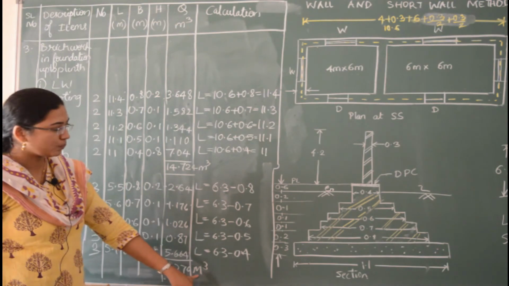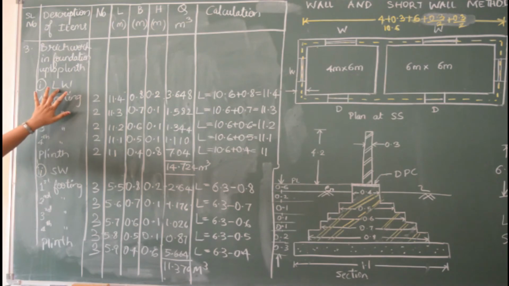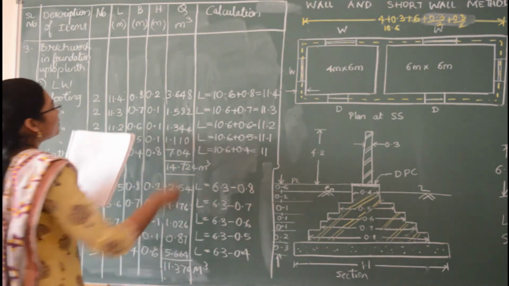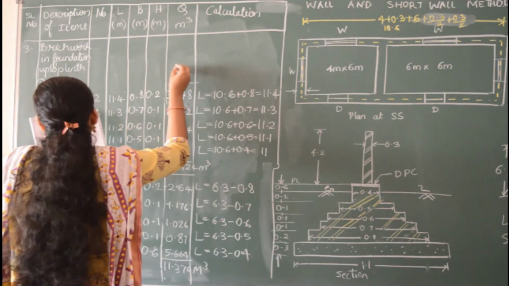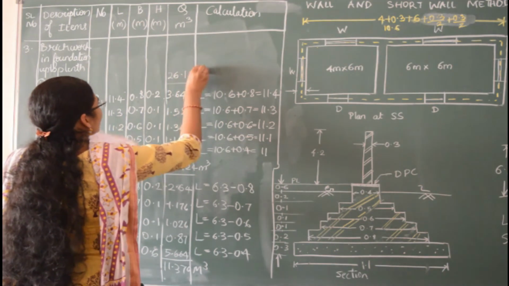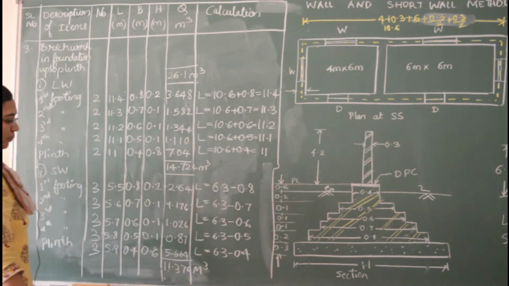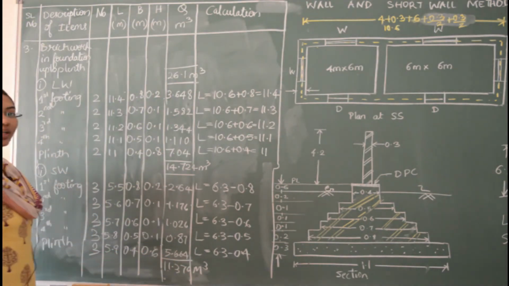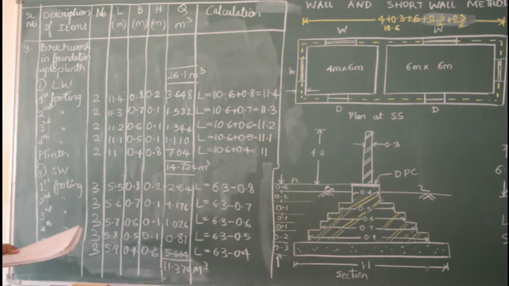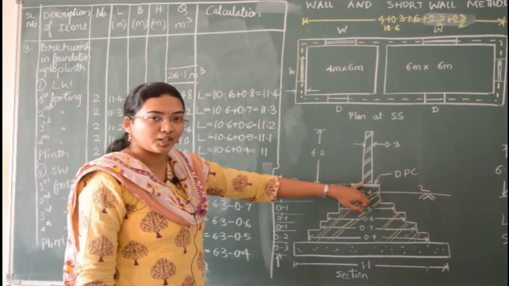11.376 meter cube. So for calculating the total quantity, we have to add up the total quantity of long wall and total quantity of short wall. So I'll be writing over here. The total quantity is 26.1 meter cube. That is, when I added 14.72 and 11.376, I am getting total quantity as 26.1 meter cube. So that is the total quantity of the brickwork required for the foundation up to the footing.